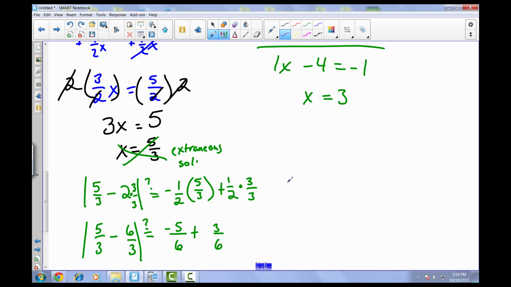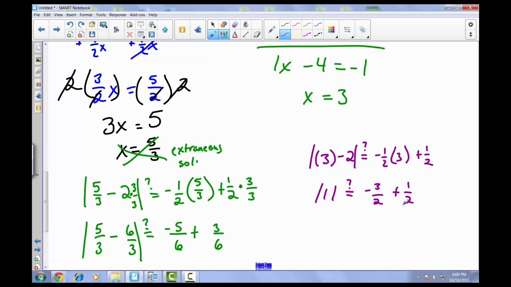Throwing that into our equivalent statement, we have the absolute value of 3 minus 2. Is that equal to negative 1/2 times 3 plus 1/2? 3 minus 2 will just come out to be 1 inside of our absolute value. Is that equal to negative 1 times 3 gives us negative 3 over 2 plus 1 over 2. Absolute value of 1 is just 1. Is that equal to negative 3 plus 1 gives us negative 2 over 2.